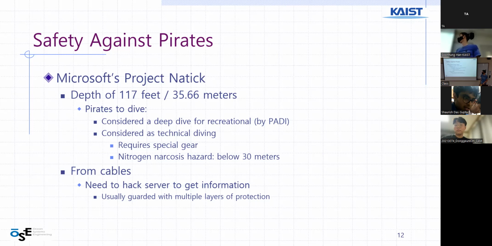So for pirates to get the data, they need to go for the cables. But as we know, it's a very big dive, so it's hard for them to get to the cables. So they need to hack the server to get the information. And as we all know, data centers have multiple layers of security, and it is very hard to get into the data in the data center.